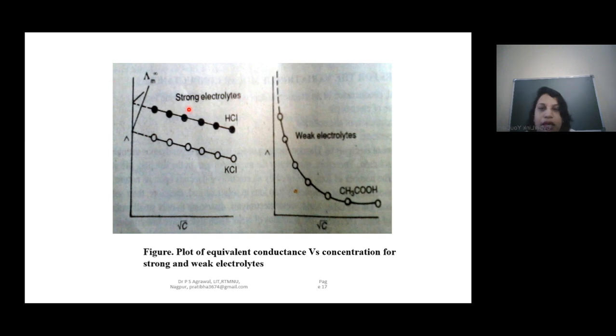It can be determined experimentally. If we take these readings, we can get a straight line which can be intersected on the y-axis to get the infinite dilution reading. But if we plot for a weak electrolyte, we will get such readings, but we don't know the exact intercept of this line. So this is the difference between strong and weak electrolytes.